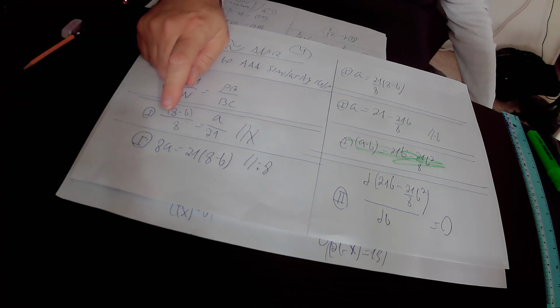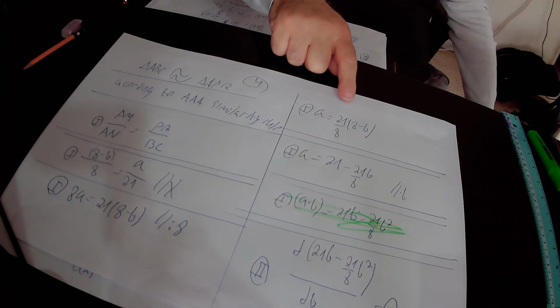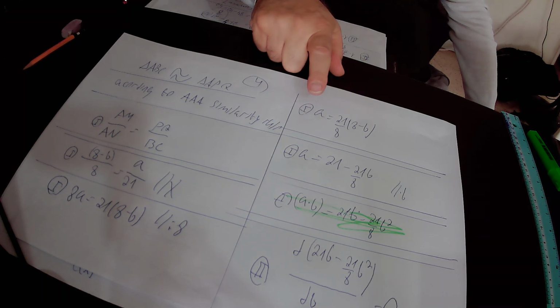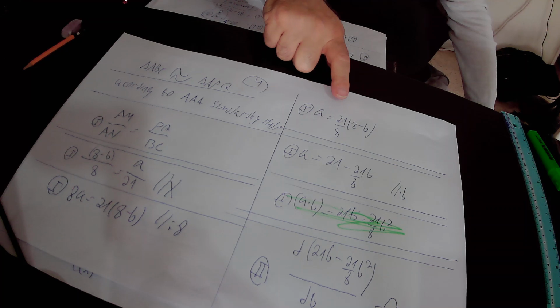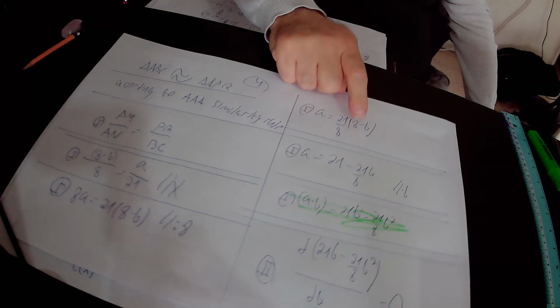Here we divided equation 1 by 8 and finally found out that a equals 21 over 8 times (8 minus b). So here we open the brackets on this side of equation 1 and found that a equals 21 over 8 times 8, which is 21, and here we have 21 over 8 times b, which is minus 21 over 8 times b.